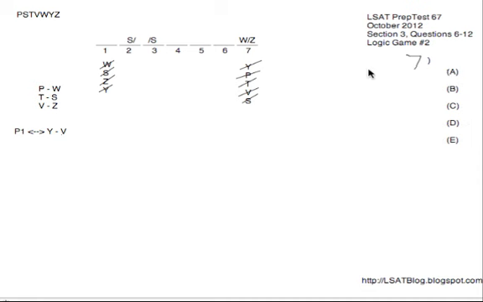Next, number 7, typical could be true question asking us who could be on number 1. We know that none of W, S, Z, or Y can be on 1, so for that reason A, C, D, and E are eliminated, leaving B as our answer to number 7.